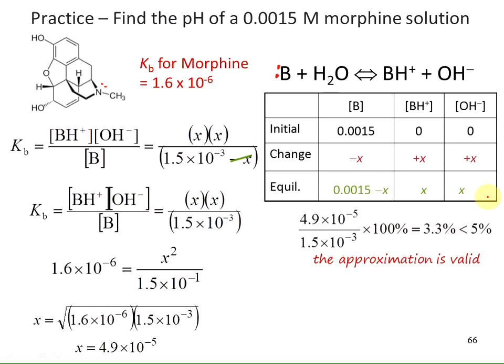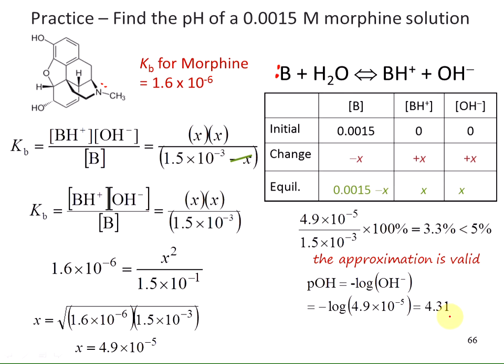Now I'm just going to double check, since I did do an approximation, to see if that's okay. My X value over my initial concentration times 100 is 3.3%, which is less than 5, so I'm good to go. My approximation is valid. Since I've determined my hydroxide ion concentration is X, and we said that's 4.9 times 10 to the minus fifth, I'm going to find the pOH. And the pOH is just the negative log of the hydroxide concentration, and I get a pOH value of 4.31.